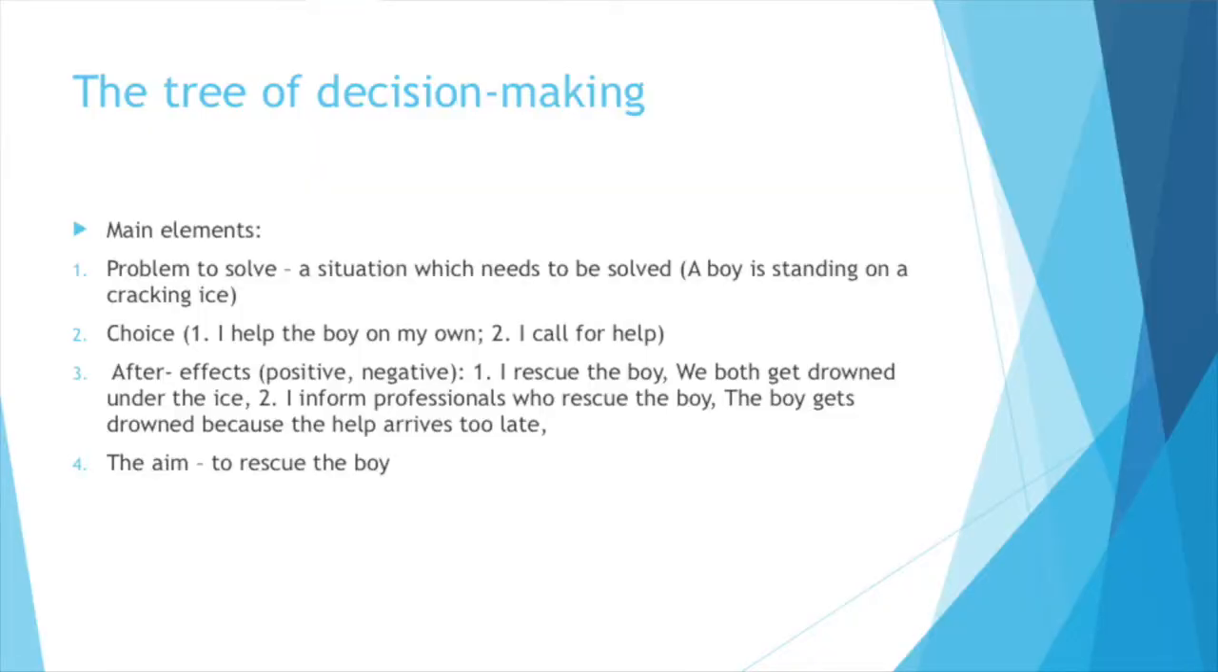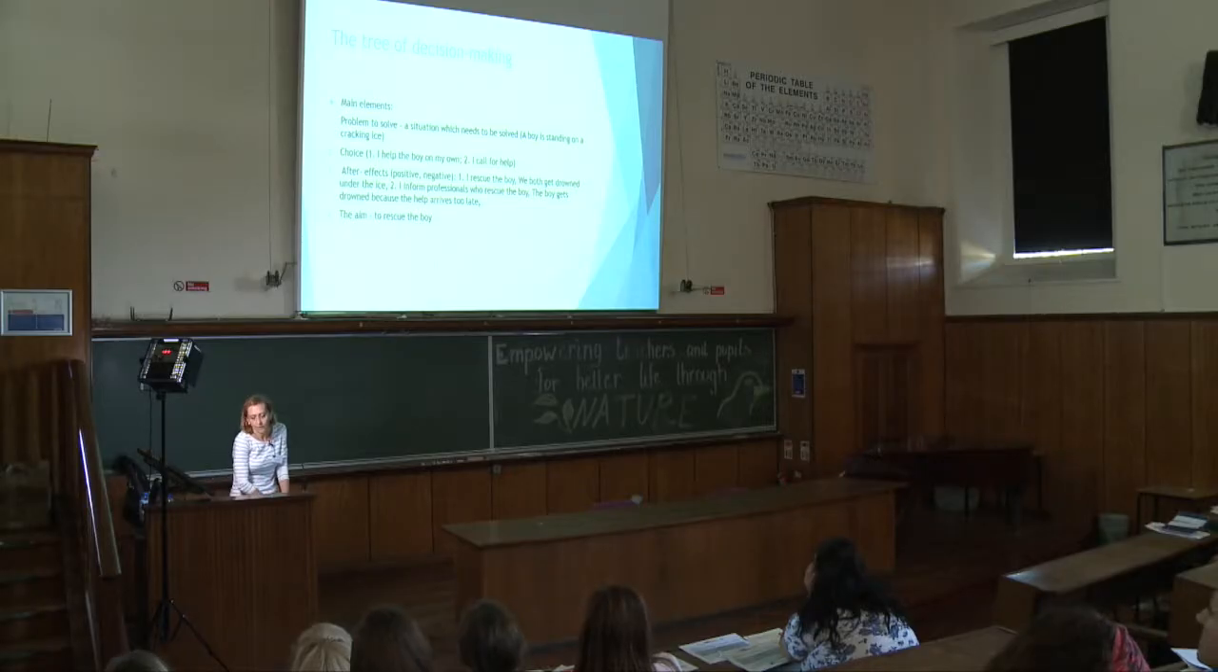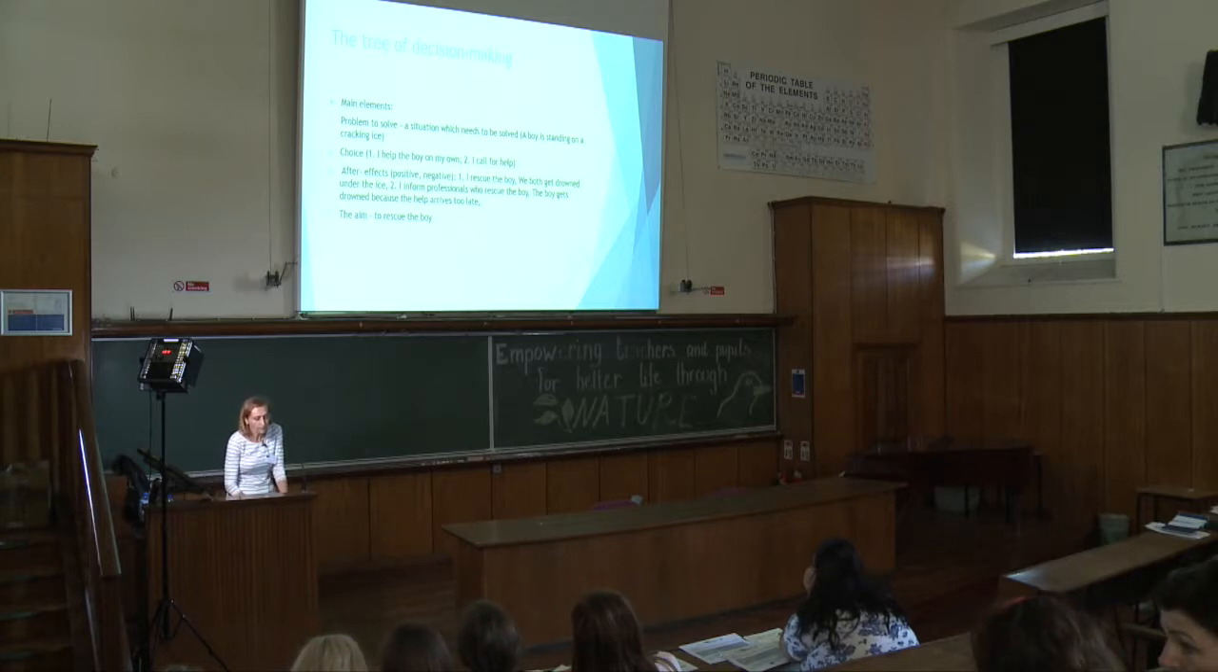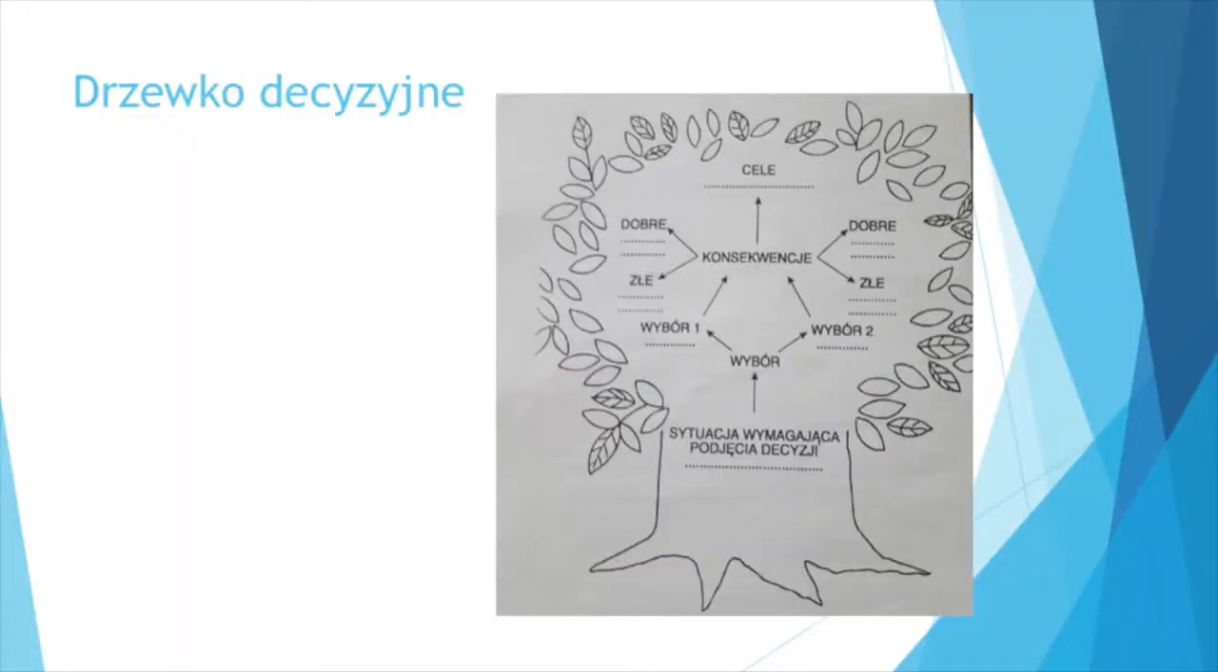This method includes main elements you have to remember about: the problem to solve. It's a situation which needs to be solved. Choice. I will show you this on the next slide. Choice. After effects. And positive and negative after effects. And the aim. Okay, look at the picture. Here is a tree of decision. I'm sorry, it's in Polish, but I will try to explain it to you.